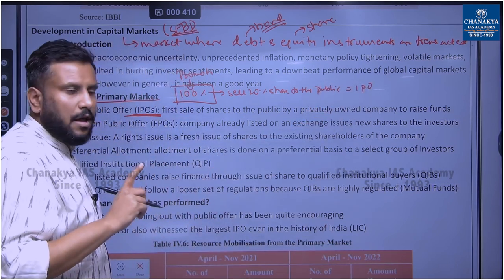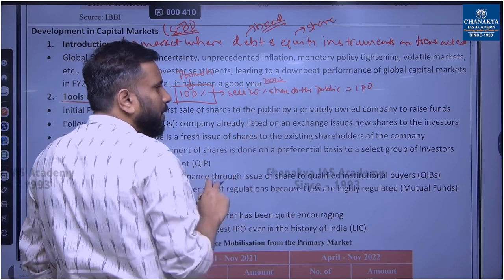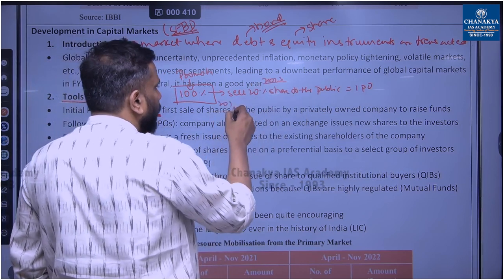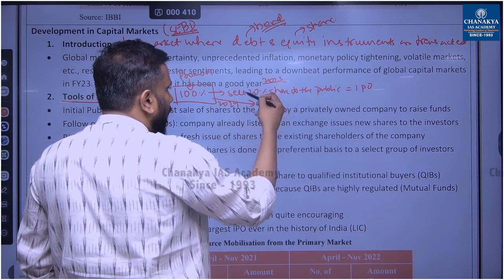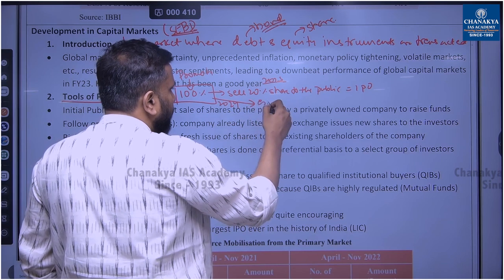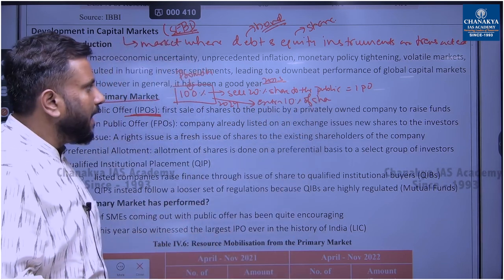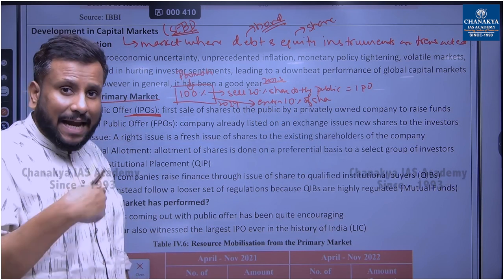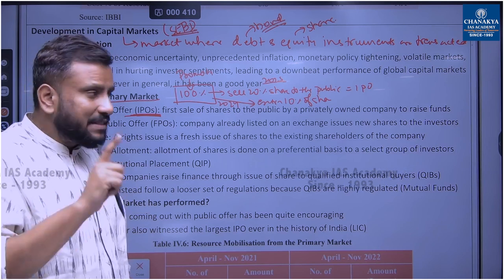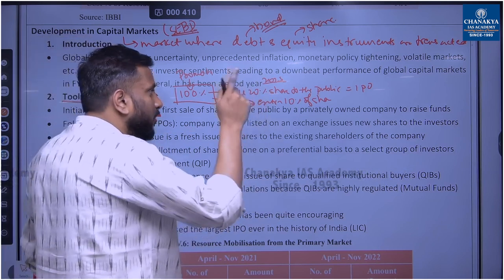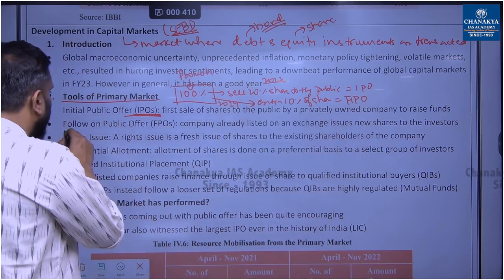Pehli baar. But now, for example, in 2023, the company sold 20% share for the first time. Now in 2024, the company intends to sell more 10%. Matlab, now it tries to sell extra 10% of share. तो पहले 20% कर ही दिया था, अब it wants to sell 10%. So this is the second time it is going to the public. It is not happening for the first time. For the first time it goes, it is known as IPO. And when it goes for the second time, it is known as FPO. That is known as Follow on Public Offer.